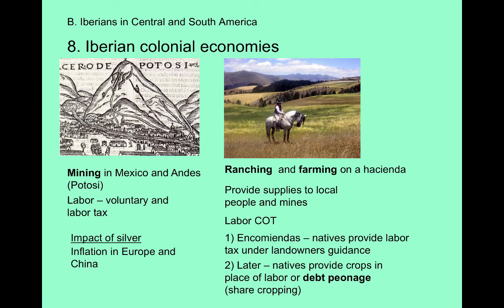Of course, there's all kinds of new crops being introduced to the New World, like wheat, but also they're going to continue to grow maize. So that's an economic continuity that the Native Americans and now the Spanish will continue to grow maize in the New World.